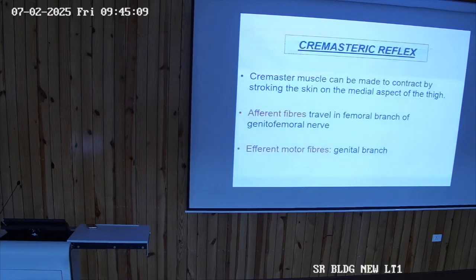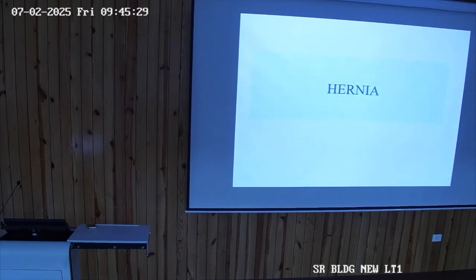Then for the cremasteric reflex, its afferent fibers will pass through the femoral branch of the genitofemoral nerve, and efferent fibers will pass through the genital branch of the genitofemoral nerve. If you want to remember, you can remember. So whenever the medial thigh is stroked, this reflex occurs.